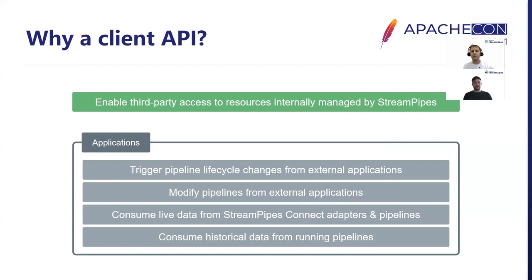Some users would like to trigger the pipeline lifecycle from external applications. Like you would like to start a pipeline or stop a specific pipeline if a specific situation occurs. If there's some context change, you would like to change the behavior of pipelines. Of course, you also would like to maybe modify pipelines, so thresholds should be adapted based on certain conditions.